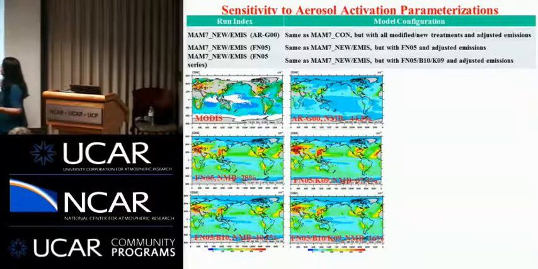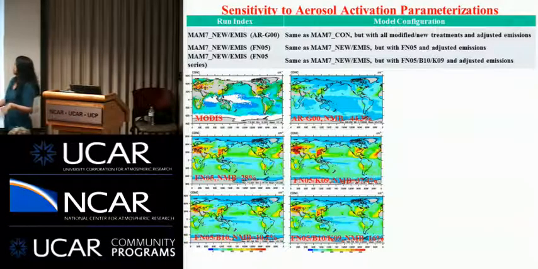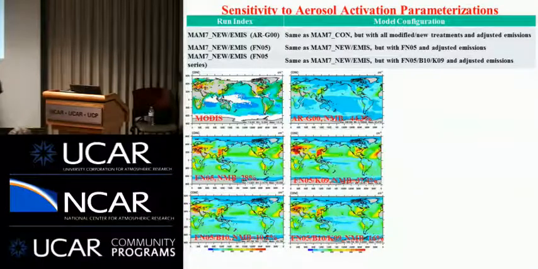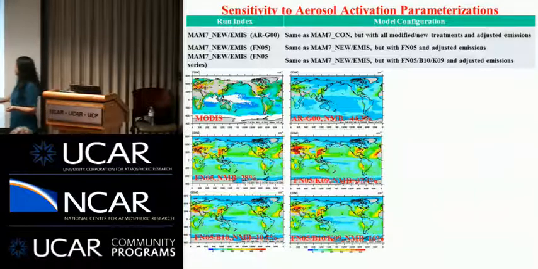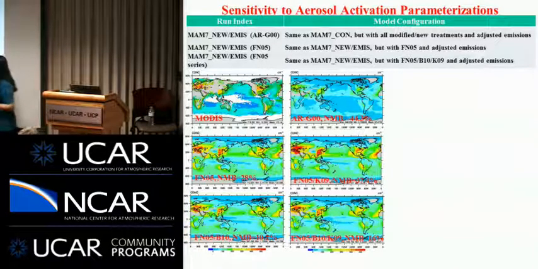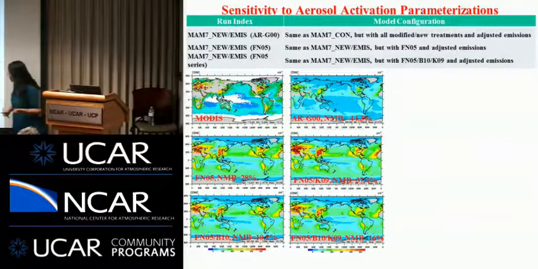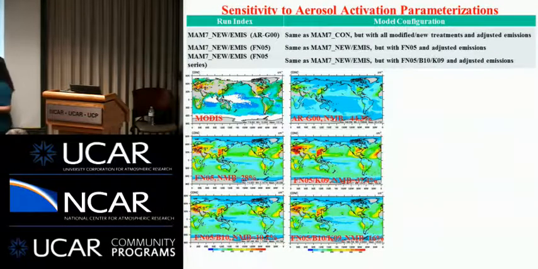So we can see that Abdul-Razzak and Ghan tends to underpredict the cloud droplet number concentration by 44%. When we switch to FN 2005, underprediction becomes overprediction by 28%. When we consider additional CCN from insoluble particles, we see further overprediction, 30%. Then when we consider this Zhang CCN equilibrium, we actually see better performance, with NMB of 10%. Finally, when we consider all the processes together, NMB is 16%.